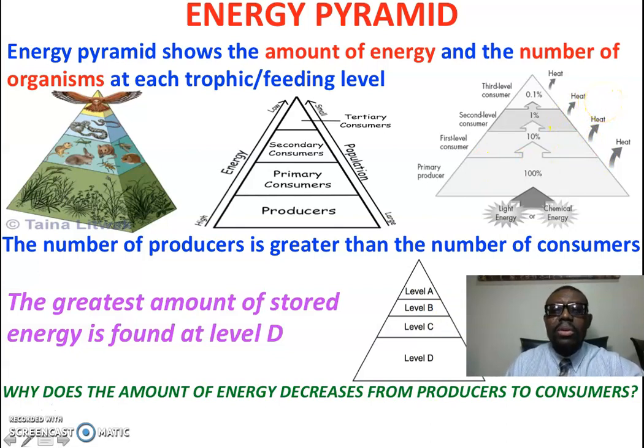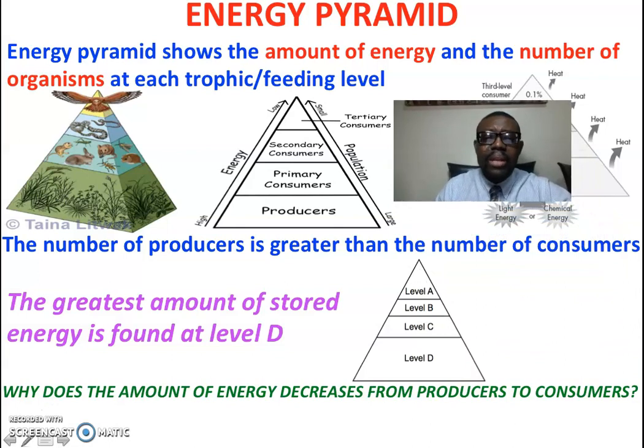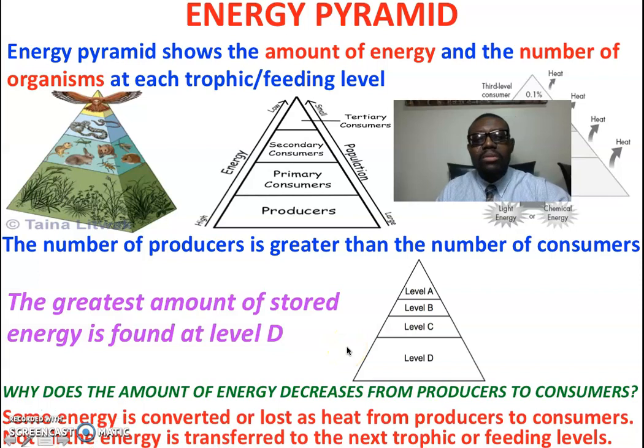In this energy pyramid, we should also know that the greatest amount of stored energy is found at the producer level. They have the greatest amount of stored energy. As you move up, the amount of energy decreases because some of the energy is converted to heat. That's why the pyramid becomes smaller. So that's why the amount of energy decreases from producers to consumer organisms. Some energy is converted to heat.